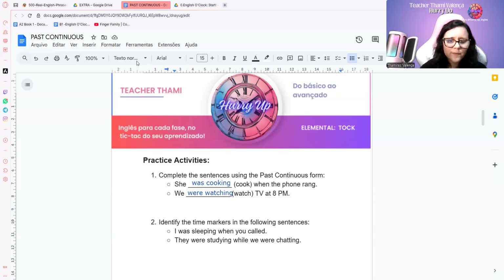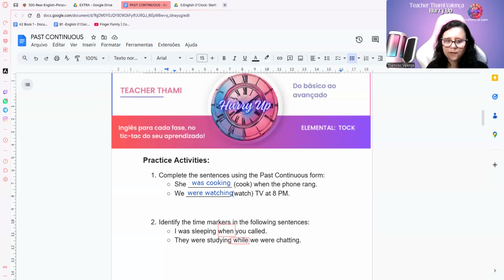Identify the time markers in the following sentences. I was sleeping when you called. If you said that when is the time marker, you're correct. When. They were studying while we were chatting. The time marker here is while.